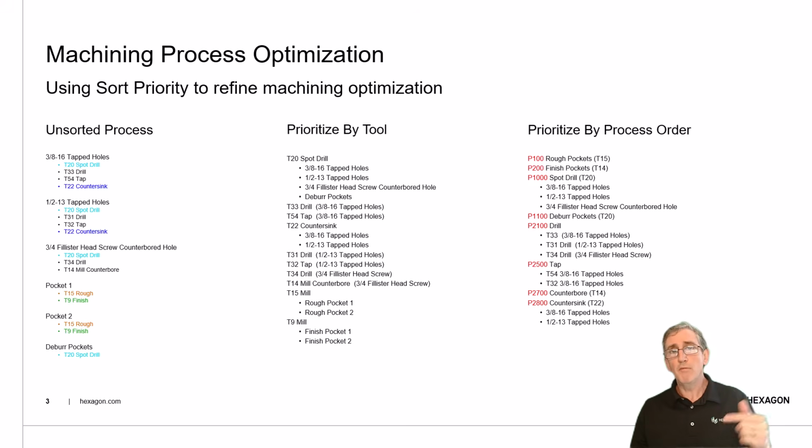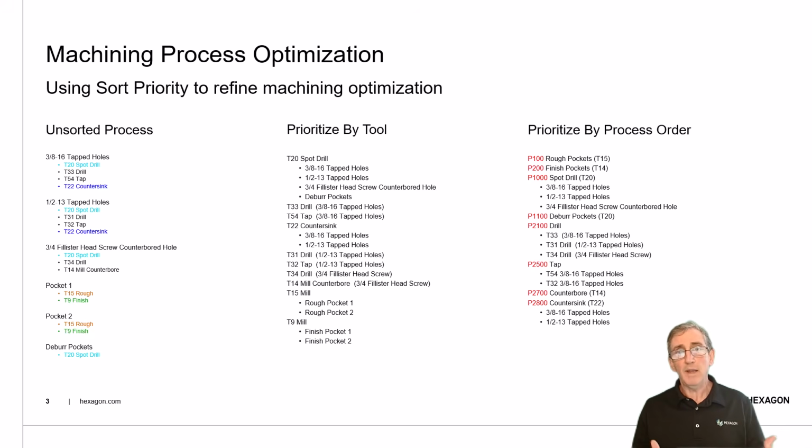But if we assign sort priority, we now have a process number. And the process number can be kind of whatever you want. Come up with your own scheme. For me, let's say process 100 is for roughing: 100, 101, 102, 103, tons of flexibility. Process 200 and higher is for finishing. Process 1000 is spot drilling, and so on.